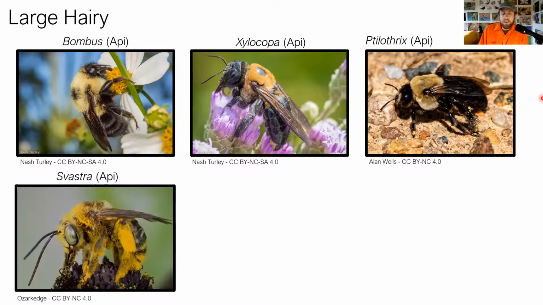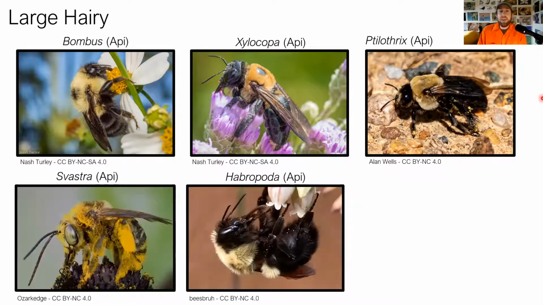All right, moving on to Savastra. Many of them are specialists, and they really like sunflowers, Helianthus, or evening primrose, genus Oenothera. They're quite colorful. They have really long antennae, and they, again, nest in the ground. I'm going to stop saying which ones nest in the ground because almost all bees nest in the ground. It's kind of amazing.